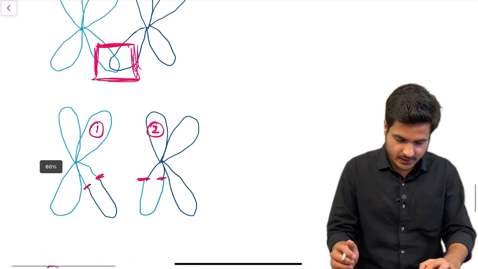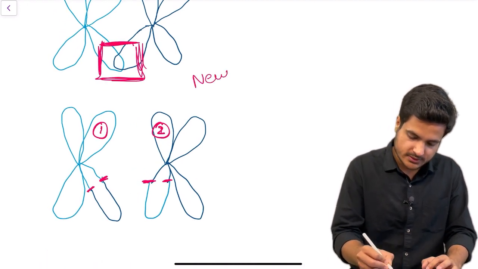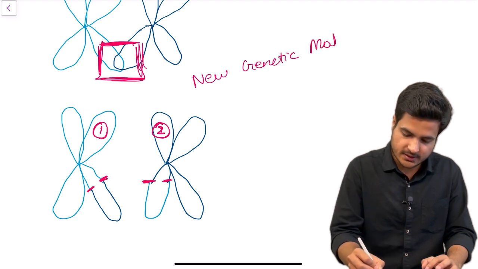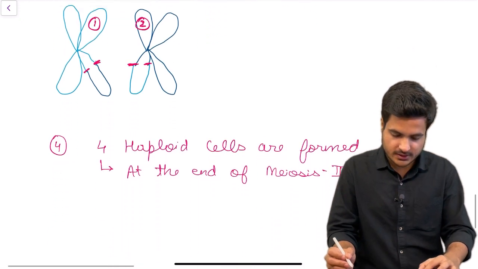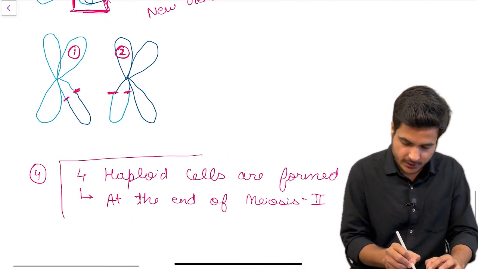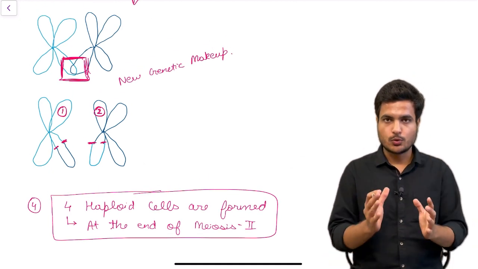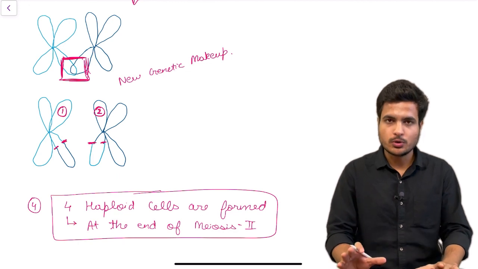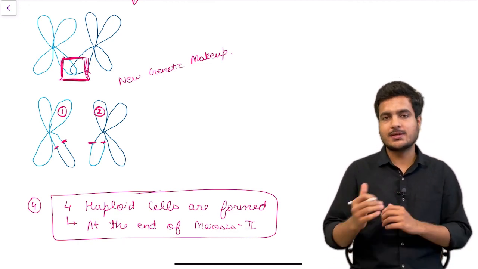After recombination we get a slightly new genetic makeup of the chromosomes, and this would result in 4 haploid cells formed at the end of meiosis 2. So with this we have completed the introduction. No need to panic because we'll be dealing with the details of this process in the next video.